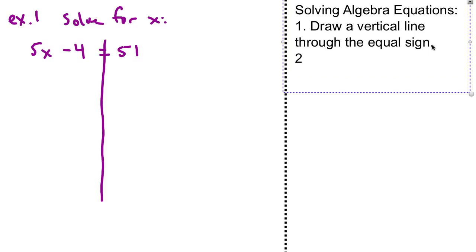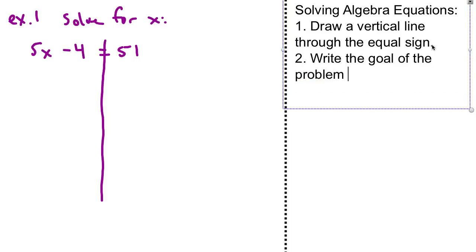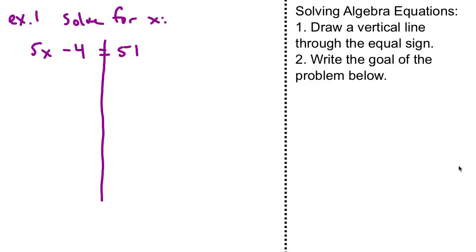Second step is write, and this is really important, write the goal of the problem below. So you're going to give yourself lots of space. Now the directions for this say to solve for x, so at the end we want something like x is equal to a number, right? And it's important, notice that x is on the left hand side, right? So we're just going to take that x and follow it down.